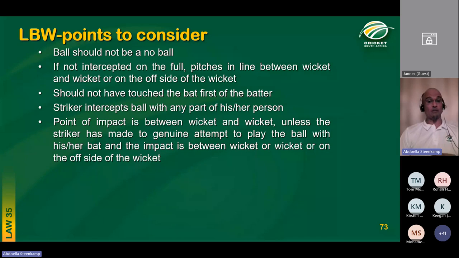But when it comes to the point of impact, if a shot gets played, the point of impact must be between wicket and wicket. The only time you can consider if the impact is not between wicket and wicket is if the striker didn't make a genuine attempt to play at the ball. And lastly and crucially, you need to consider if the ball would have gone on to hit the wicket.